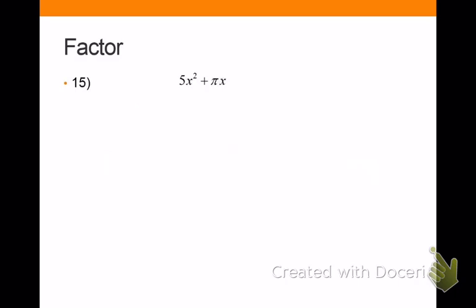And for this guy, we're going to factor out just an x. That's all it has in common. That's all these two guys have in common. So divide by x, and we get 5x plus pi. And that's it. Pi is a weird number, but it's just a number. 5 won't go into pi, pi won't go into 5, so they don't have any common factors that way.